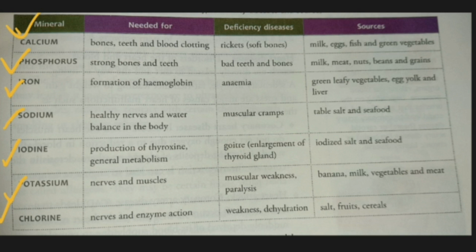So mainly the vitamins and minerals are needed in very small quantity, but they ensure the proper functioning of the various processes. Each vitamin and mineral has a specific function to perform, and their deficiency could lead to deficiency diseases, as we see here.